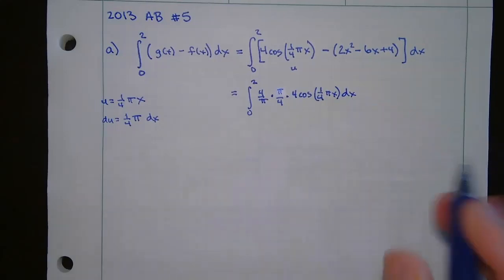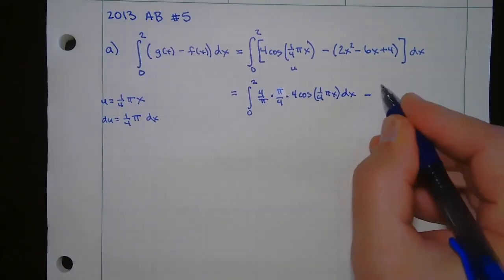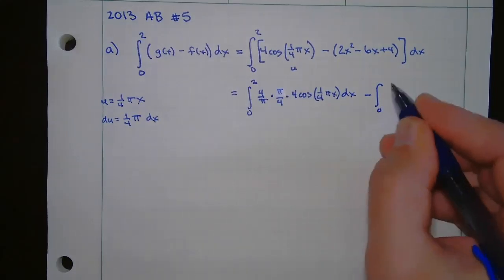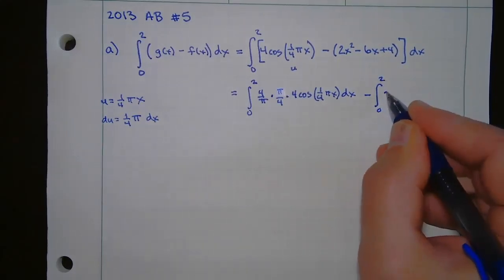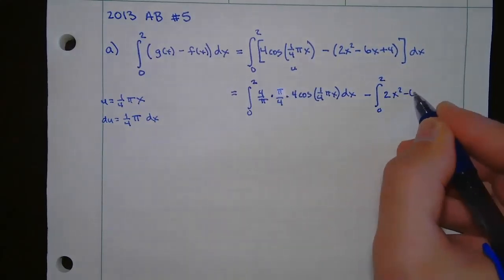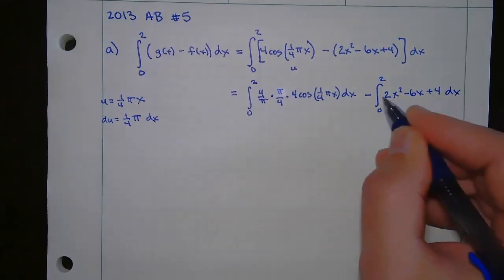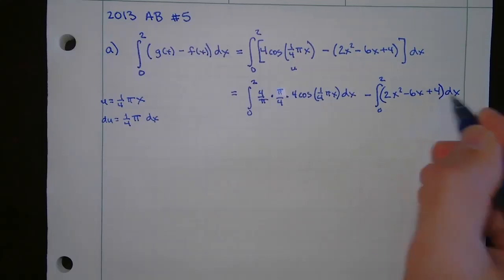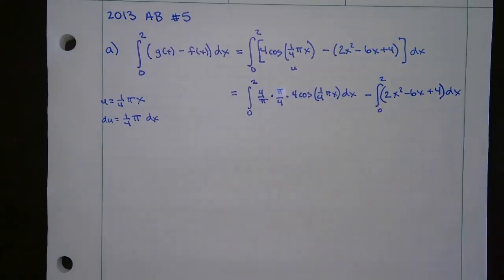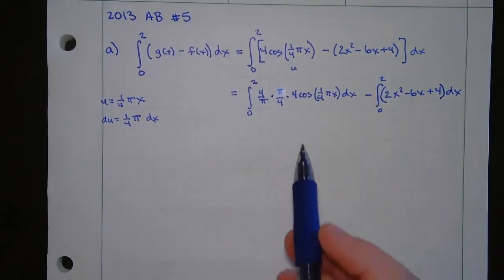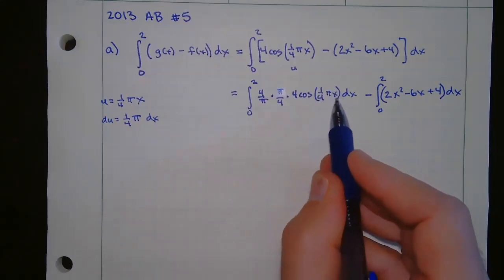And I'm breaking this into two integrals, okay? And then minus the integral from 0 to 2 of 2x squared minus 6x plus 4 dx, right? You wouldn't have to put parentheses around this because anything between the integral and the dx is what you're integrating, okay? All right, so this is going to be my u, right?